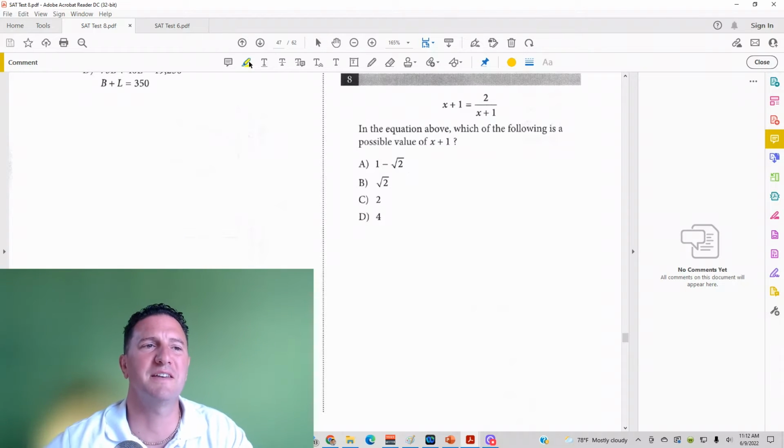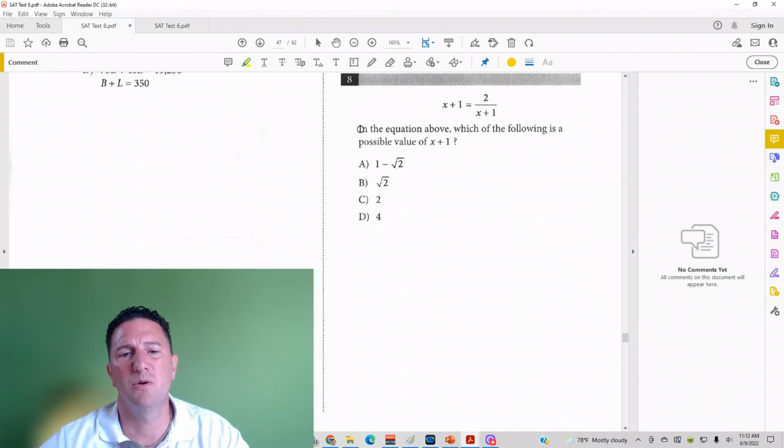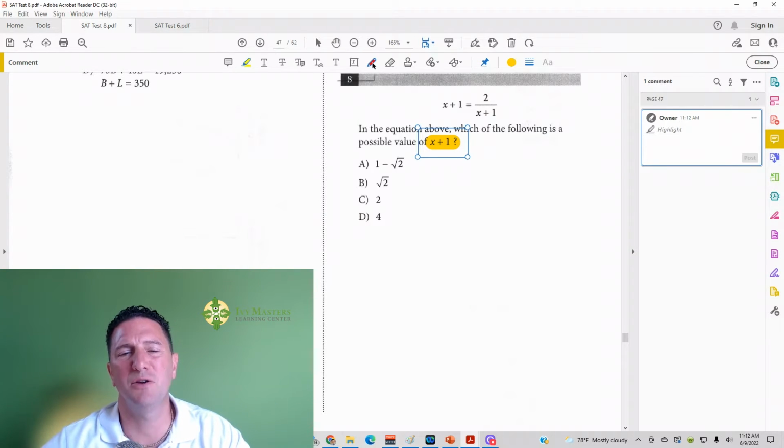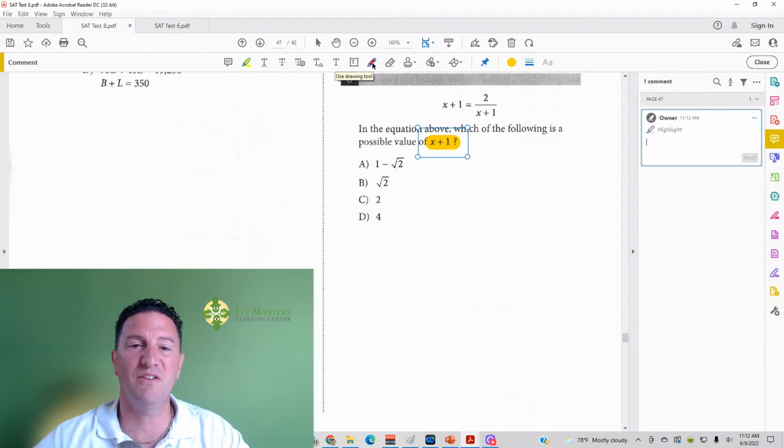And today we're going to look at Test 8, Section 4, number 8, which reads, in the equation above, which of the following is a possible value of x plus 1? Notice it is not asking you for x, it's asking you for x plus 1. You got to consider that.